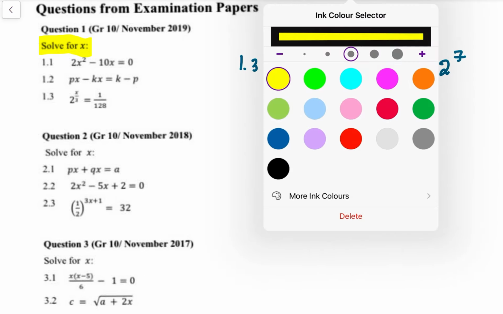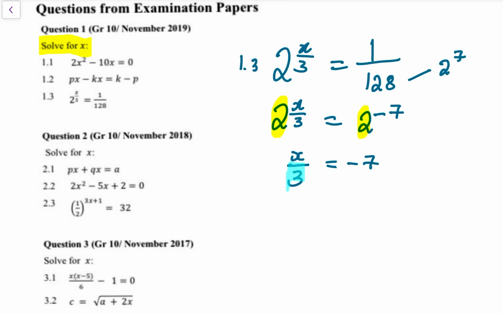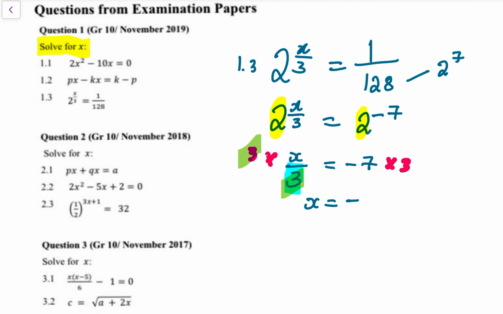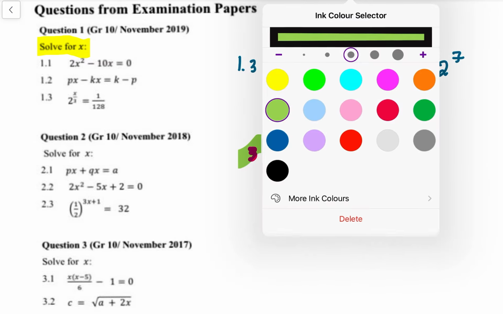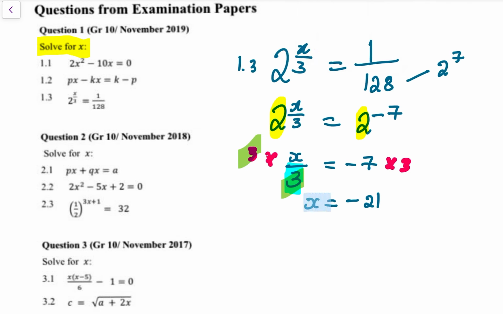And then to get rid of this 3 as a denominator here, we can multiply everything by 3. So if we multiply everything by 3, even this side we multiply by 3, so that now 3 and 3 can cancel out, and then we remain with x is equal to negative 7 times 3. It will be negative 21. So our x here is the same as negative 21. Okay, let's move to question 2.